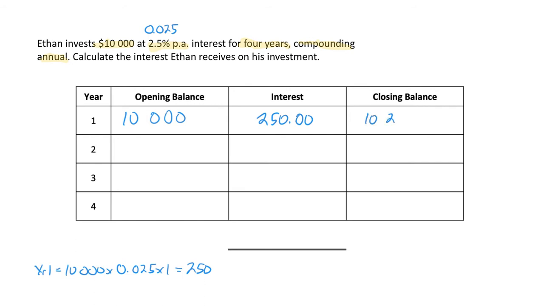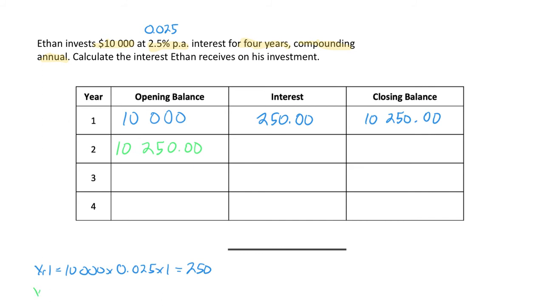So at the end of year one, adding the principal and the interest together, Ethan is going to have a balance of $10,250 at the end of year one. So when we come to look at year two, his opening balance doesn't stay the $10,000, it updates to the $10,250. That's because when we're compounding, the principal is updating every compounding period to include the previous interest.